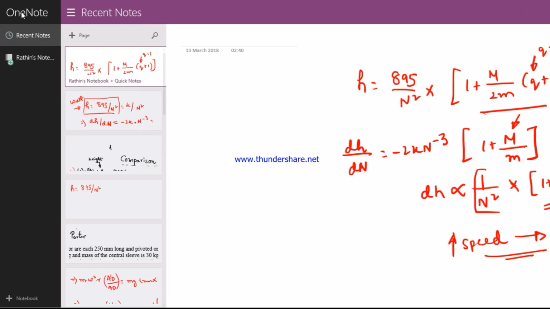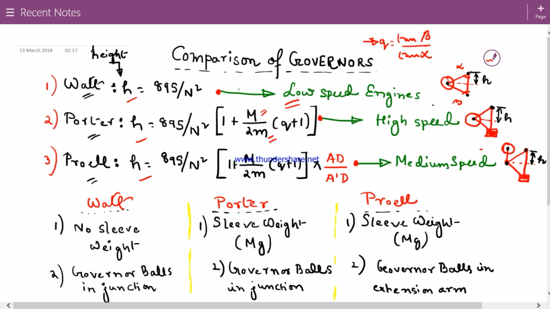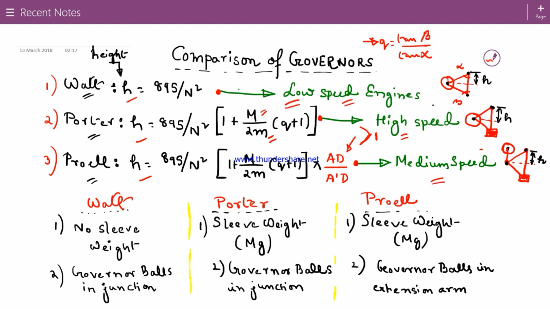So going back to our comparison chart. Next we came up with this Proell governor, where this ratio is always less than 1. So we have sorted out low speed and high speed engines. Since we have left only the medium speed engine, if we multiply this entire Porter value with a value less than 1, this entire value of h will come somewhat less than the high speed engine. So this can be applied for medium speed by giving this extension. As you can see, with this extension we are making it happen for medium speed engines.